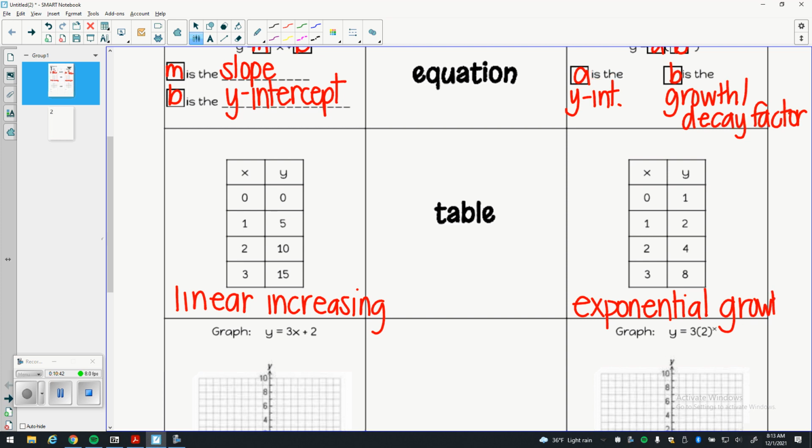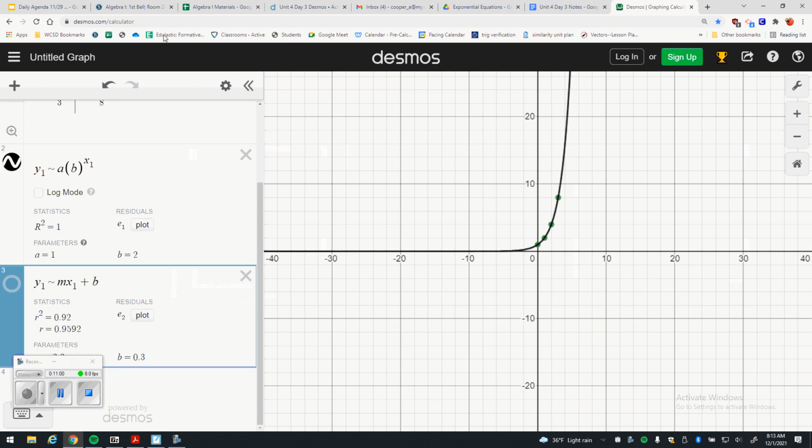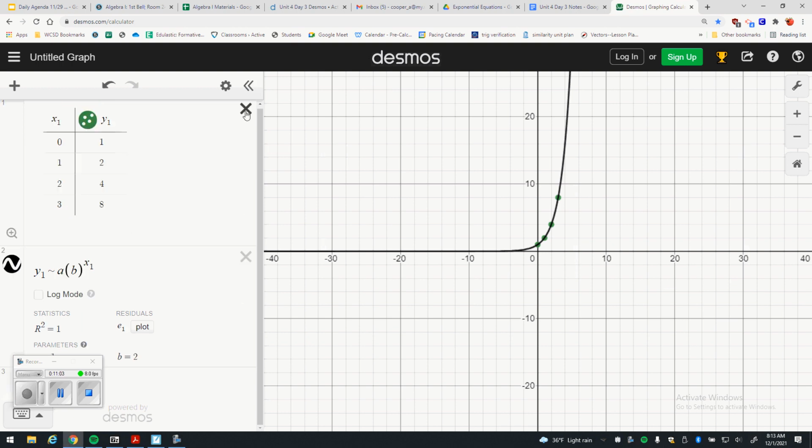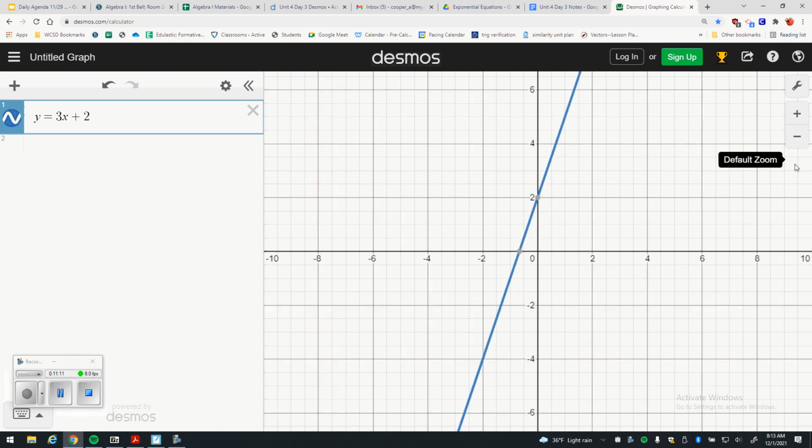Because you are going to have to, on your homework this evening, tell me if it's linear increasing, linear decreasing, exponential growth, exponential decay. Now, question. I need to graph them. If it asks you to graph something, what are you immediately going to do? Put it into Desmos. So my equation is y equals 3x plus 2. Does everybody have that? What do we immediately do?